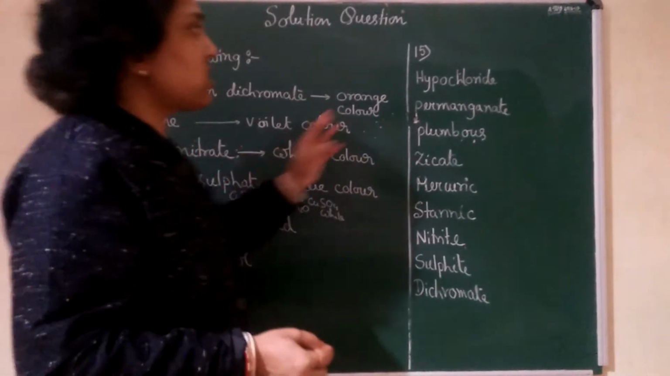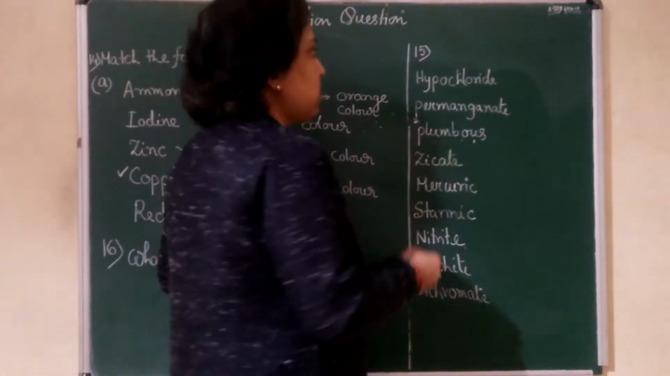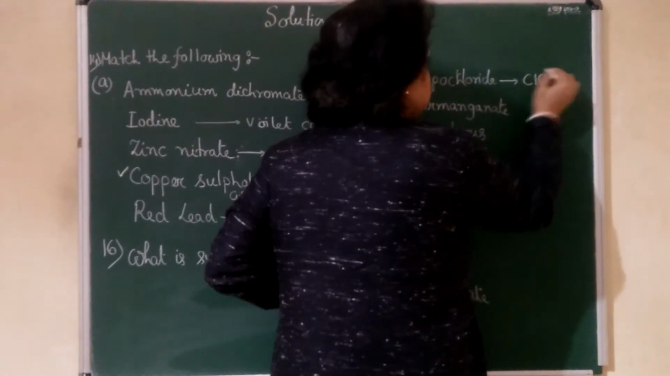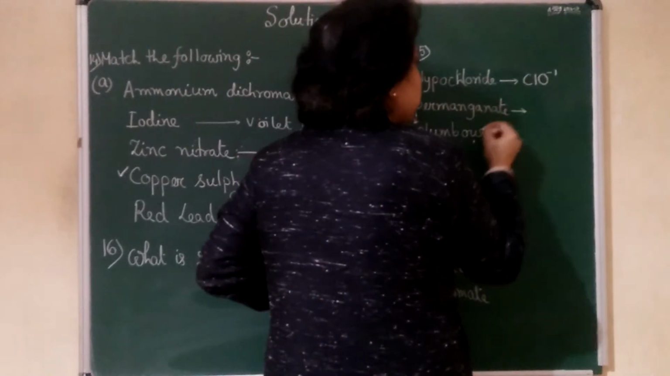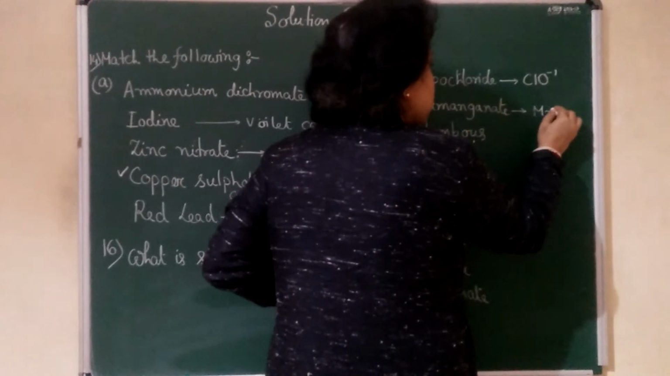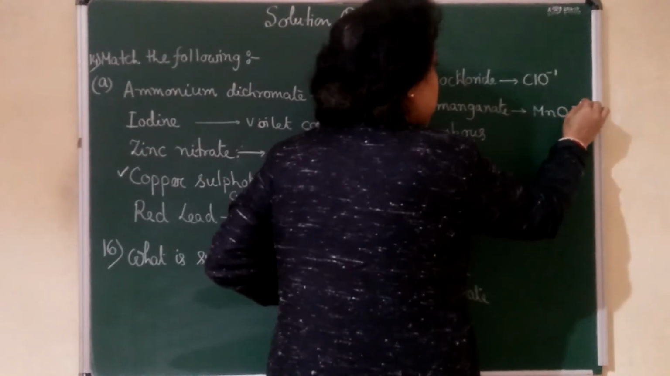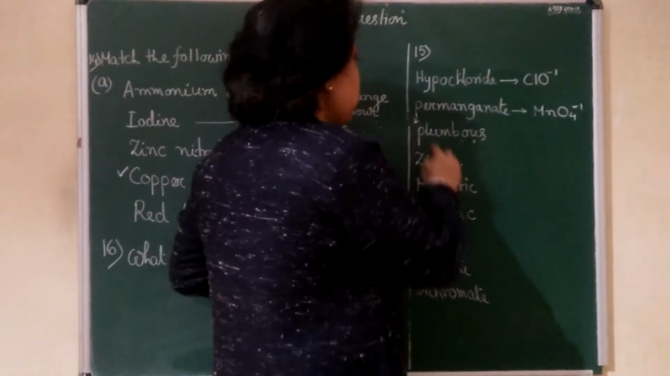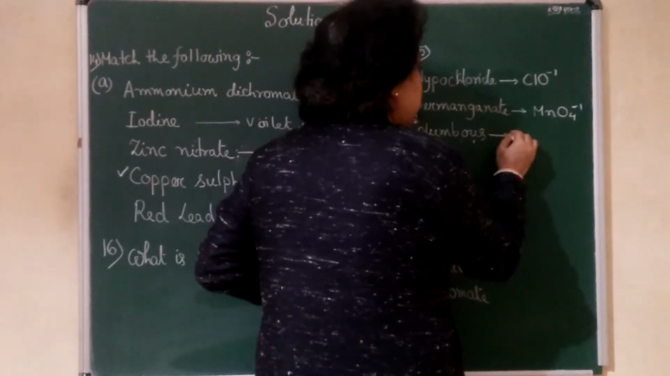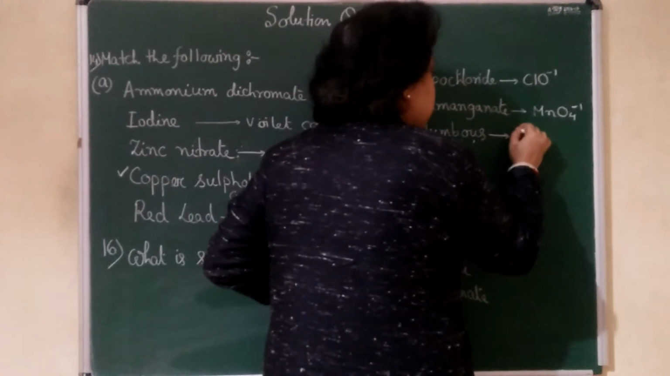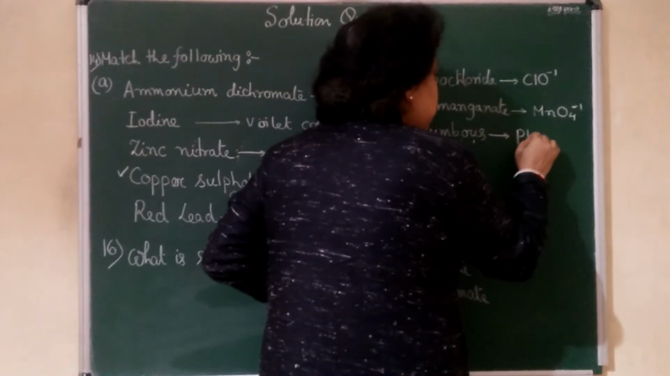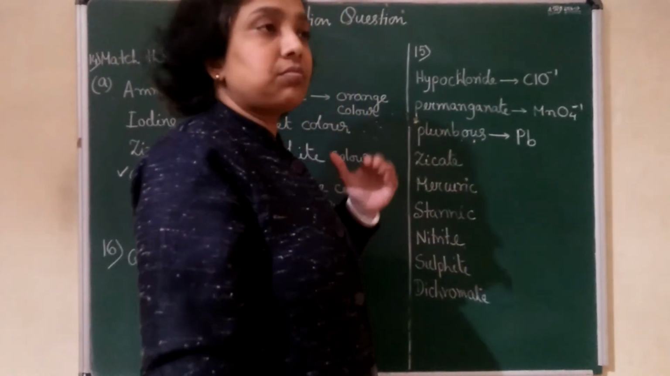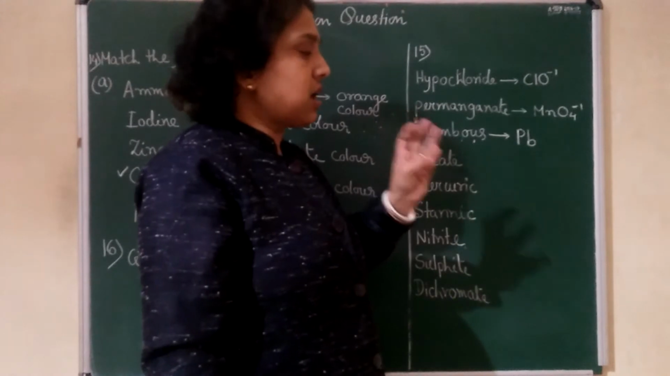Next one is an easy one. What is the symbol for hypochlorite? ClO-1. Permanganate: KMnO4, potassium permanganate, so it is MnO4-1. Plumbic: plumbus means it is related to lead, or Pb. Here we know Pb comes in group number 14.